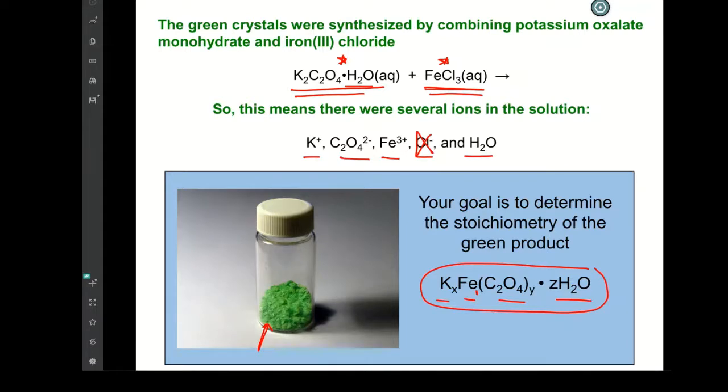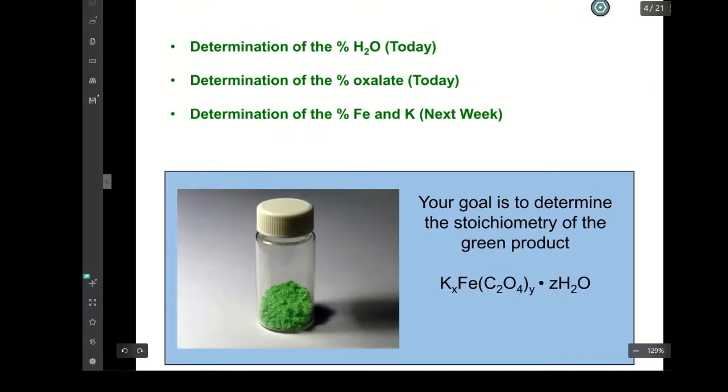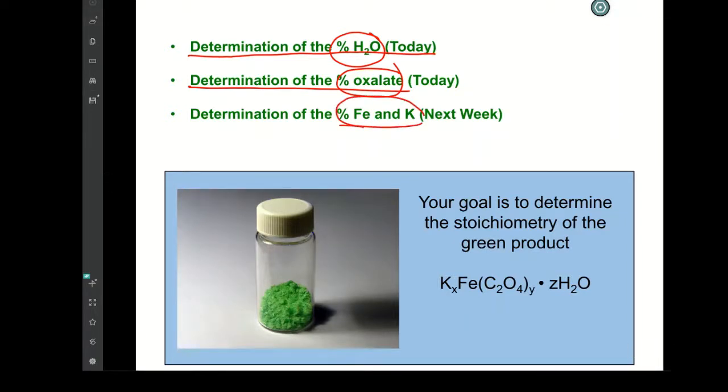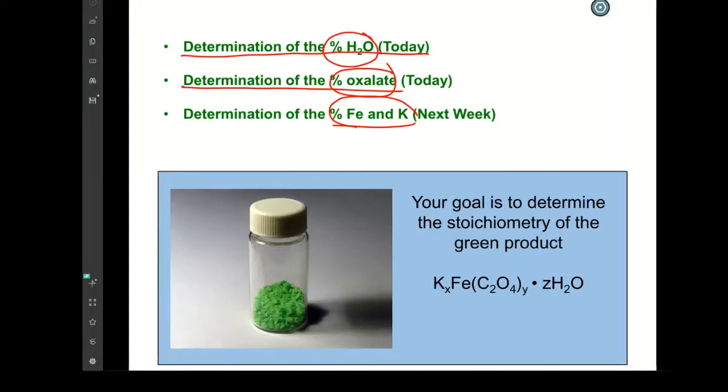Over the course of the 2 weeks, we're going to figure this out little by little using different techniques, okay? This week, we're going to determine the amount of water and the amount of oxalate. So that's this week in lab, determination of the percent water. Basically, if you have a mass of our green crystals, we're going to determine what percent of that mass is water and what percent is oxalate. Then the next week we'll do one experiment that'll allow us to figure out both of these. So you'll be here 2 weeks in a row doing this experiment.